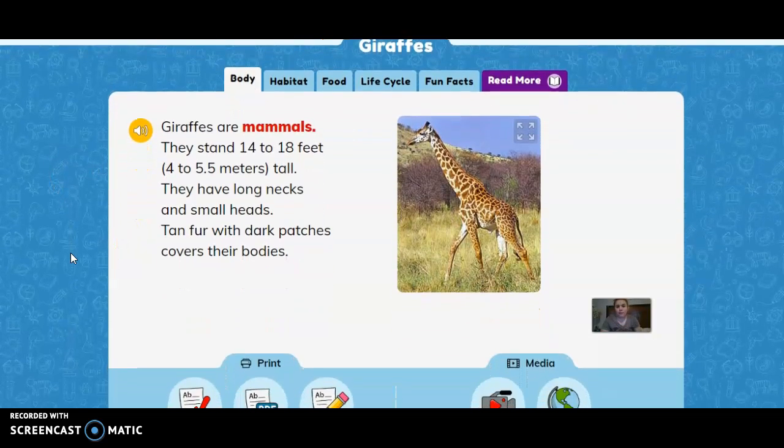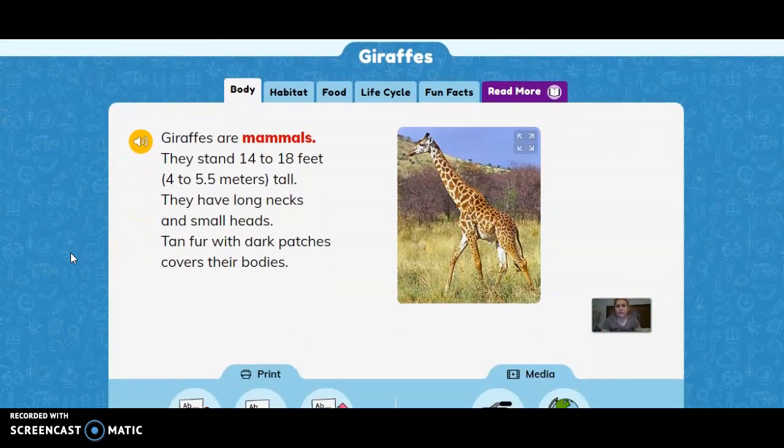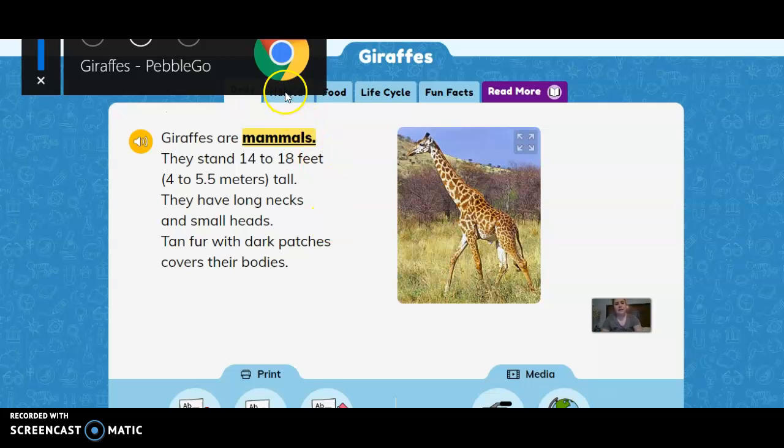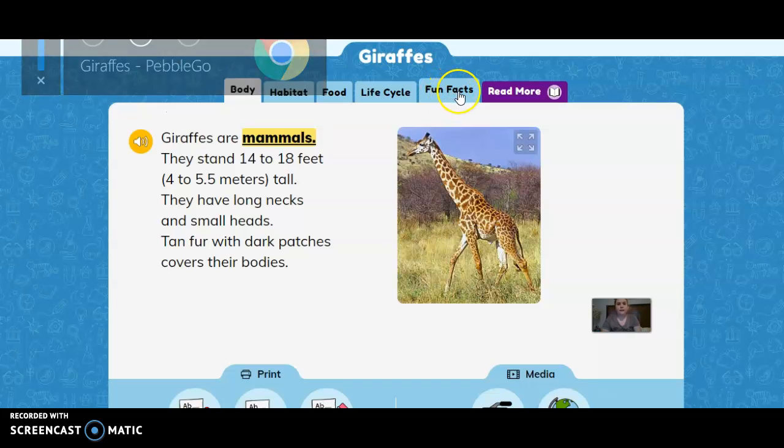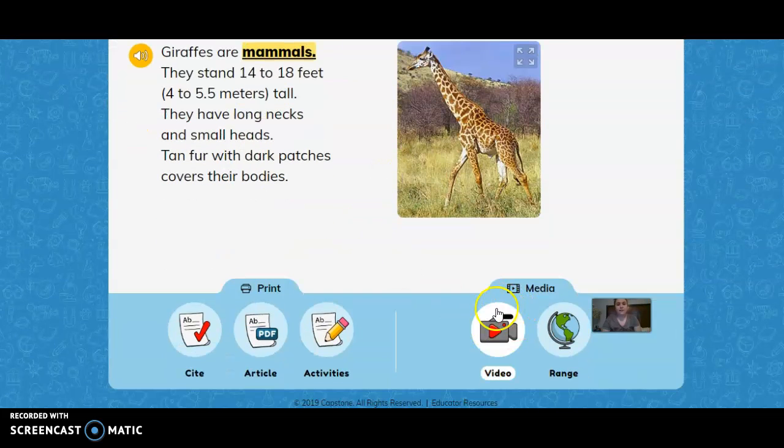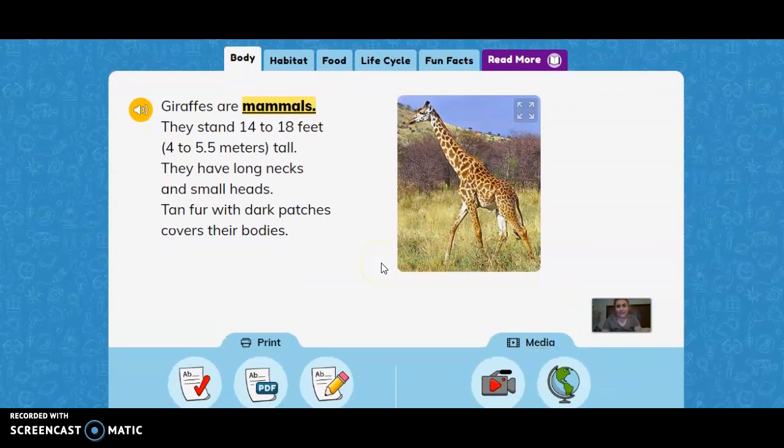And the awesome thing about PebbleGo, as you know, is it reads to you. So for example, if you can hear it, giraffes are mammals. It'll read this whole thing to me, which is absolutely fantastic. There's habitat, food, life cycle, fun facts, and remember the video and the map that shows you. So you're going to write about why it's the best. Remember, you need 3 or more reasons why it is the best.